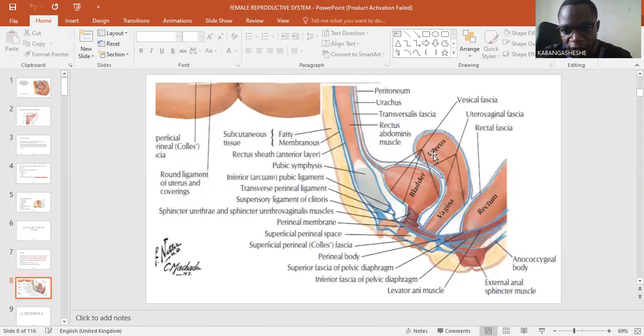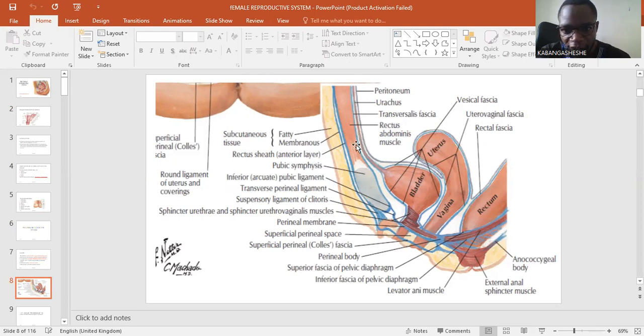Then there's this space between the uterus and the bladder. So these spaces are given names. The space between the bladder and the uterus, of course, will be covered by the peritoneal membrane. You see that peritoneum coming down like this and then folds. So this space is in the form of a pouch because of the peritoneum that dips in that space and creates a pouch.